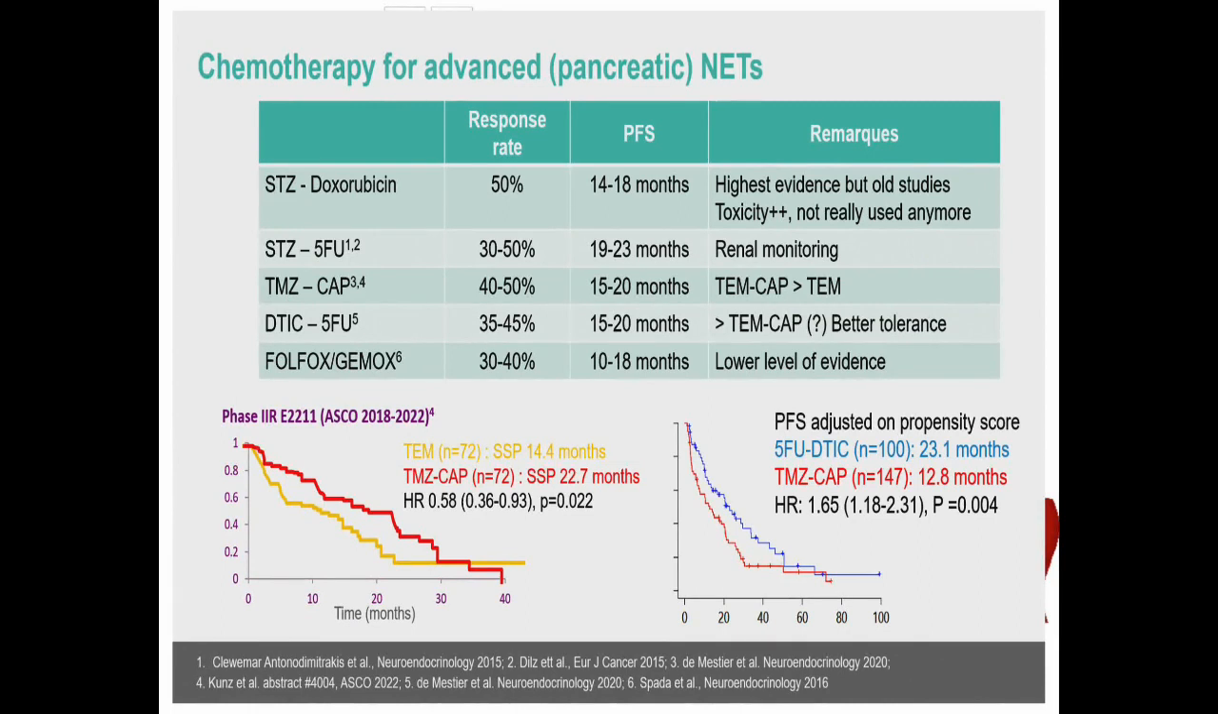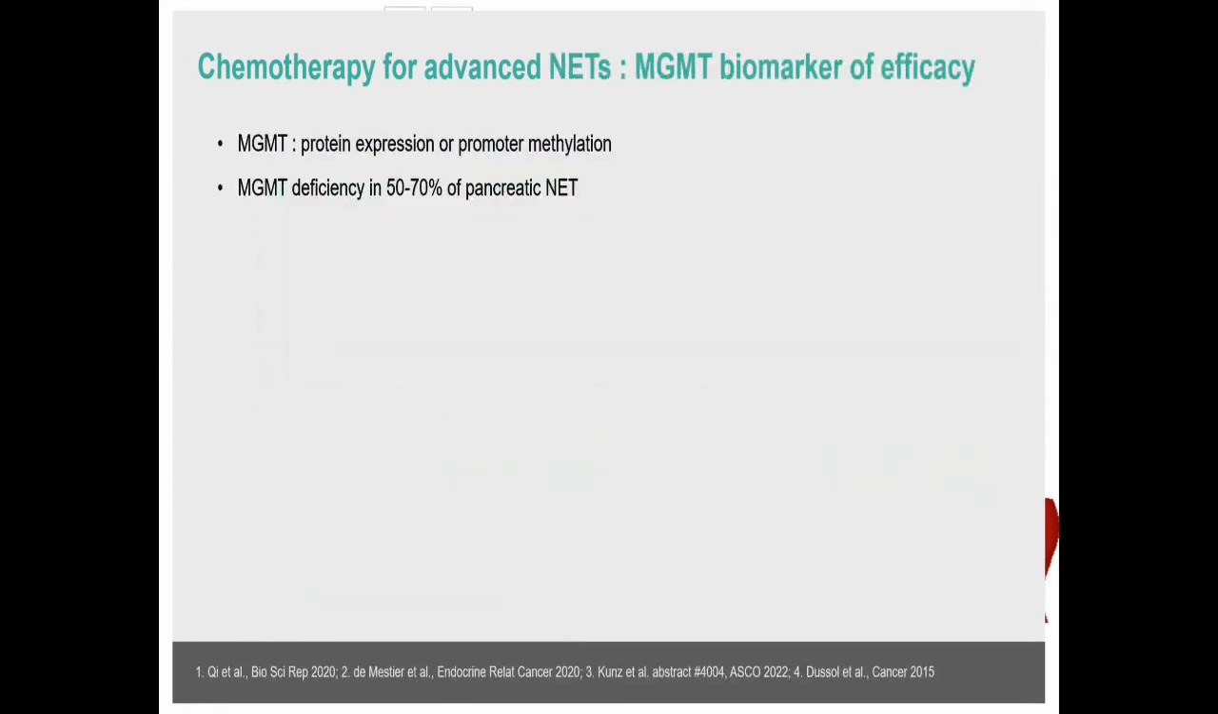Finally, Folfox and Gemox, that you can use in other tumor types, as you know, can also be effective in patients with neuroendocrine pancreatic tumors with 30 to 40% response rate and 10 to 18 month duration, but this with lower level of evidence. What is very interesting with temozolomide and 5-FU is that we do have a biomarker for efficacy.